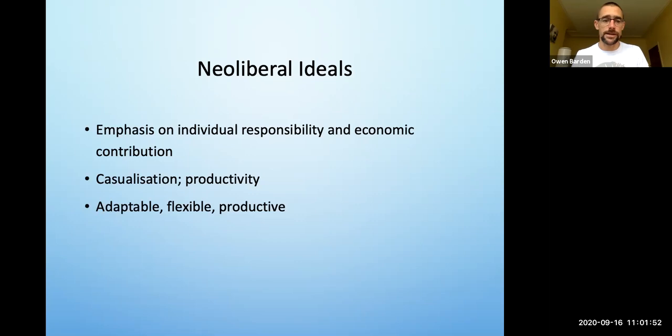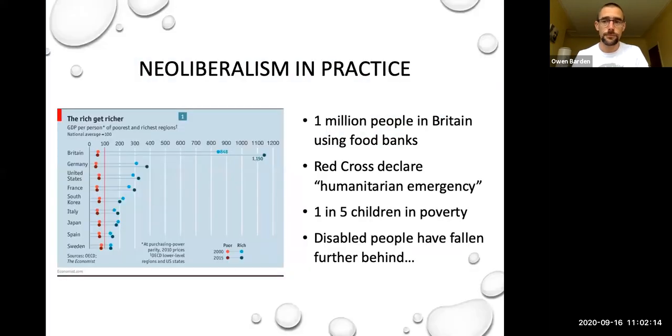So neoliberalism demands a certain kind of person, and people who fail to live up to that normative ideal, people who are not adaptable, not flexible, not productive, or at least not perceived to be, face consequences, right? And very, very immense consequences, really. So rather than neoliberalism making everybody richer, which is what its advocates say it will do, we've seen the opposite happen. Right? We've seen the rich get richer and we've seen the poor get poorer.